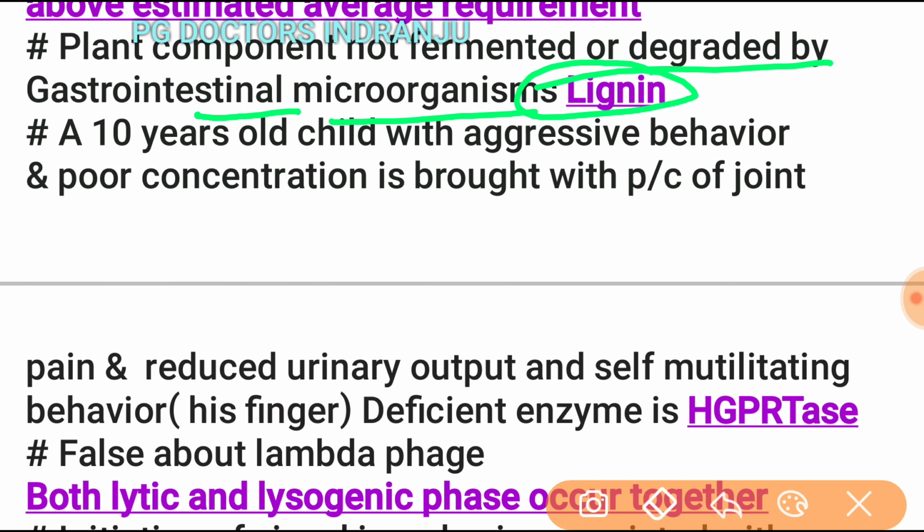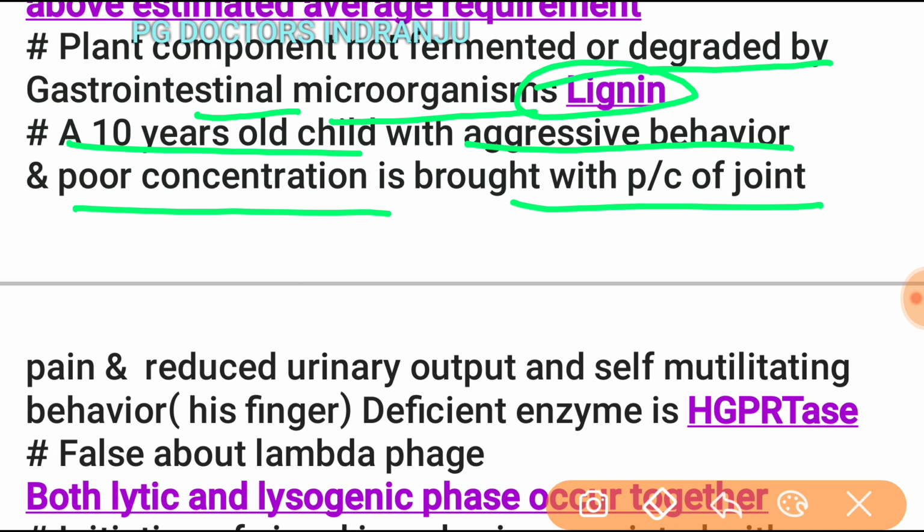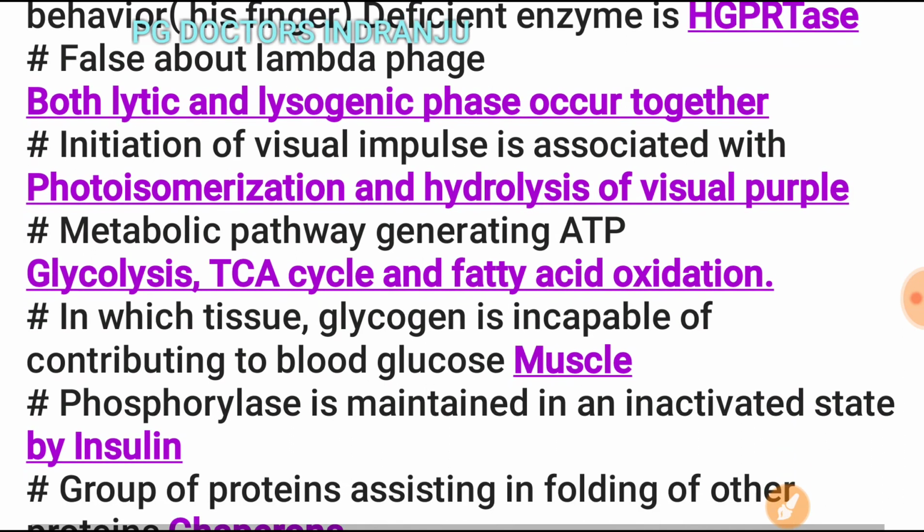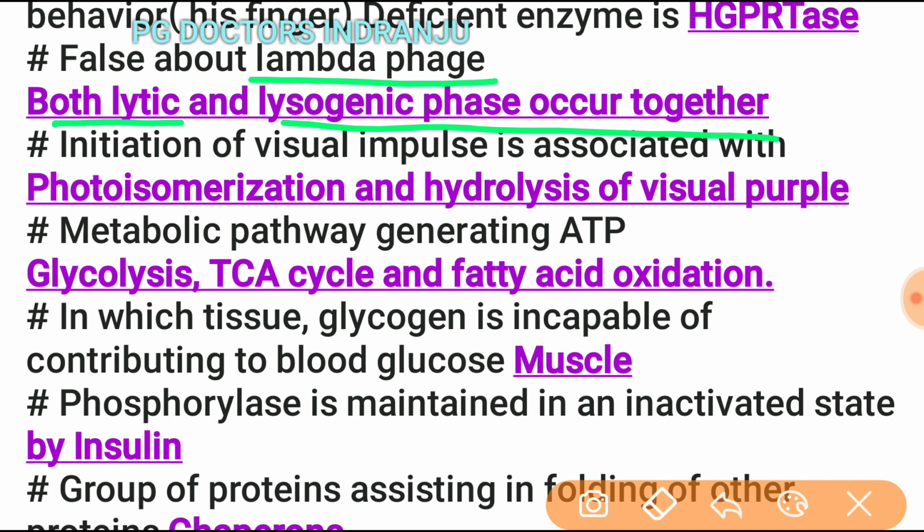So make it clear. Next, a 10-year-old child with aggressive behavior and poor concentration presents with joint pain, reduced urinary output, and self-mutilating behavior, that means cutting his fingers. The deficient enzyme is HGPRTase. The false statement about lambda phage: both lytic and lysogenic phases occurring together is not possible.